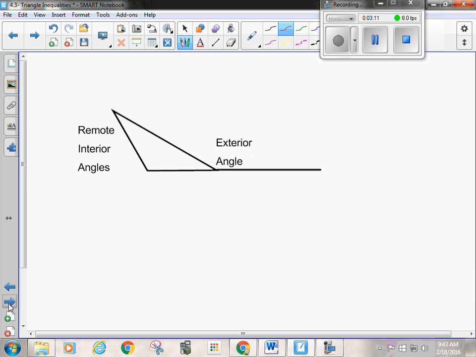All right, let's talk about exterior angles. This is the angle that's formed outside of my triangle. We have interior angles, and I'm going to talk about the remote ones in just a second, but these three are interior angles. They're inside my triangle. The two further away from the exterior angle, these two, are my remote interior angles because they're further away.